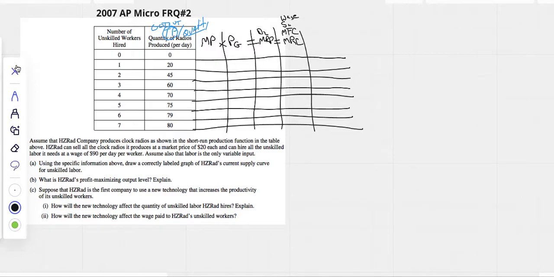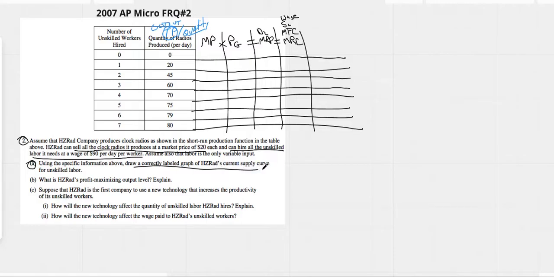So let's read the question, see if we understand it. Always read the questions. Hazrat Company produces clock radios. In the short run production function in the table above, Hazrat can sell all the clock radios it produces at a price of $20. And it can hire all of the unskilled labor it needs at a wage of $90 per worker. So, using the specific information above, draw a correctly labeled graph of Hazrat's current supply curve for unskilled labor.